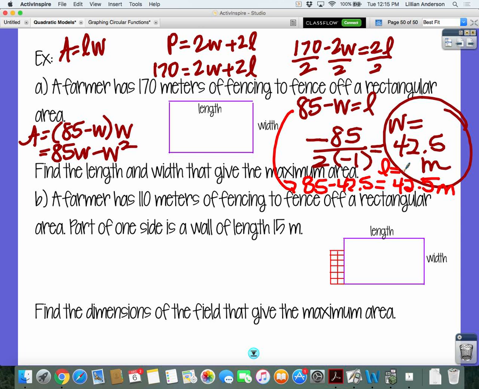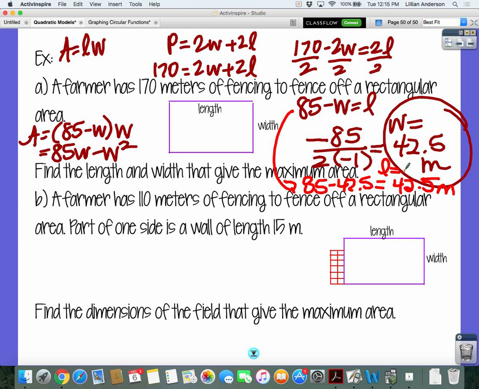Now part B, it says the farmer has 110 meters of fencing to fence off a rectangular area. Part of one side is a wall of length 15 meters. So we got a completely different piece of rectangular land. This time we only have 110 meters of fencing. And on top of that, we have a wall that's on part of one of our sides that's 15 meters long. So we just do it.